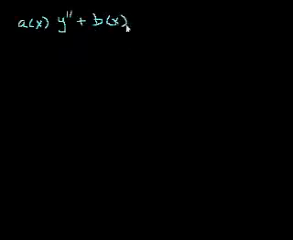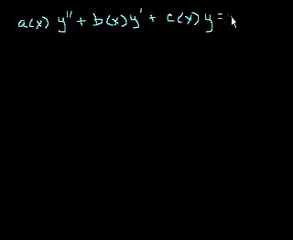So what is a linear second order differential equation? I think I touched on it a little bit in our very first intro video, but it looks like this. If I have a of x, some function only of x, times the second derivative of y with respect to x, plus b of x times the first derivative of y with respect to x, plus c of x times y, is equal to some function that's only a function of x.